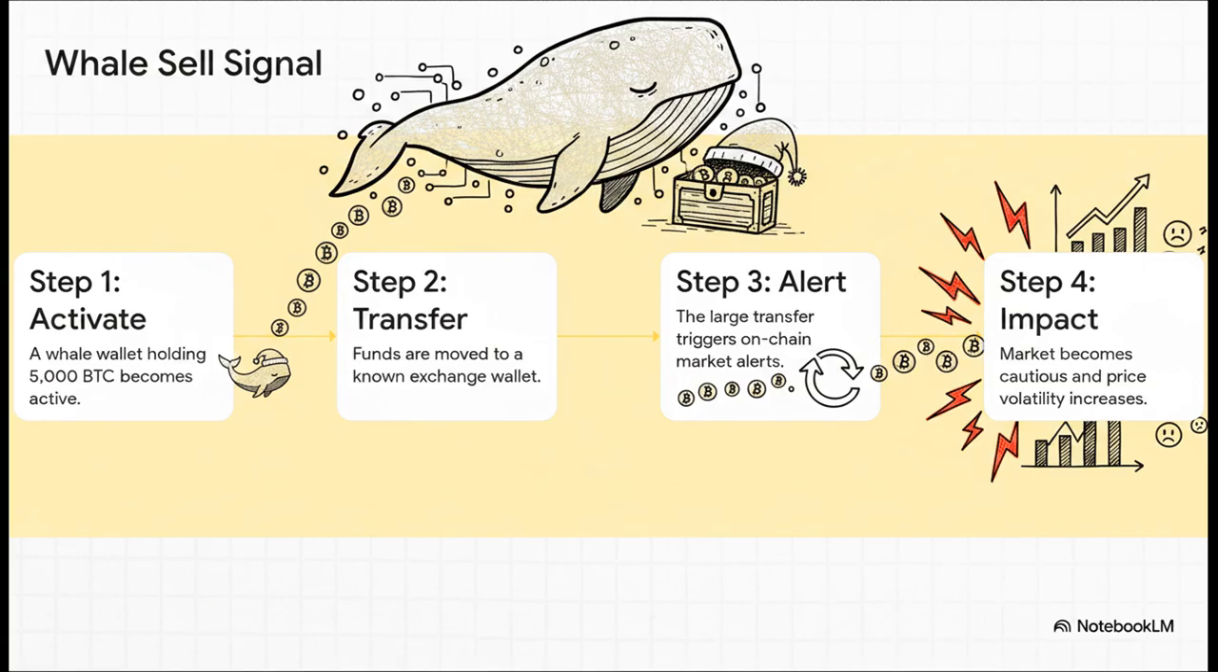First, a massive wallet that's been dormant, just sitting there, holding, let's say, 5,000 Bitcoin, suddenly wakes up. Step 2, it moves all those funds to a wallet that we know belongs to an exchange. Now, why would it do that? Well, because assets on an exchange are way easier to sell. That single move instantly triggers alerts all over the market, and as a result, you guessed it, volatility often spikes as traders start bracing for a potentially huge sell-off.